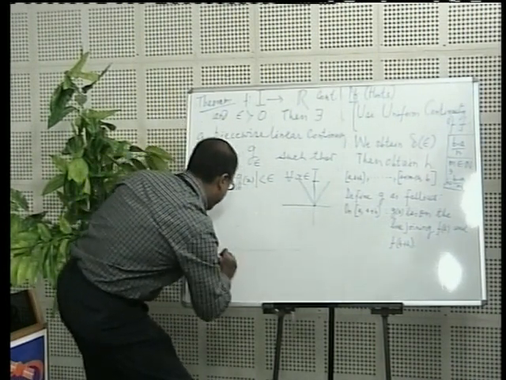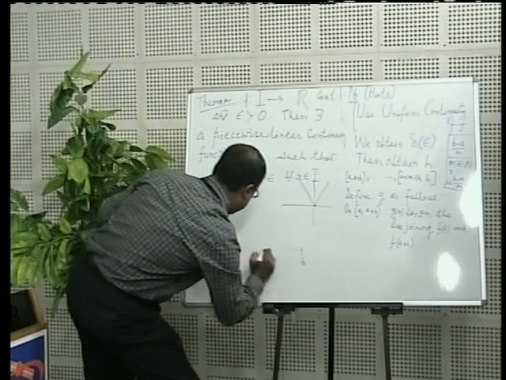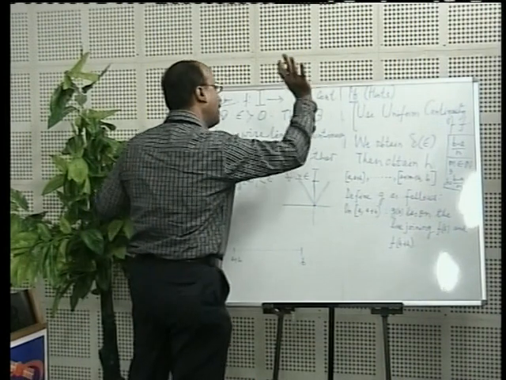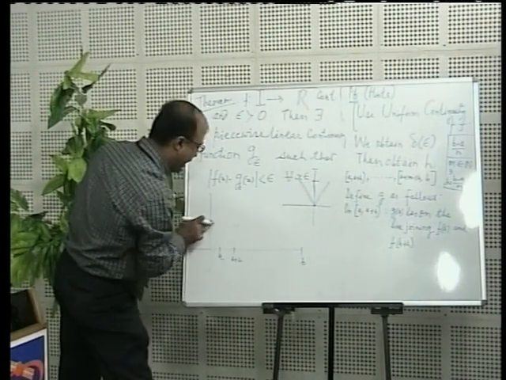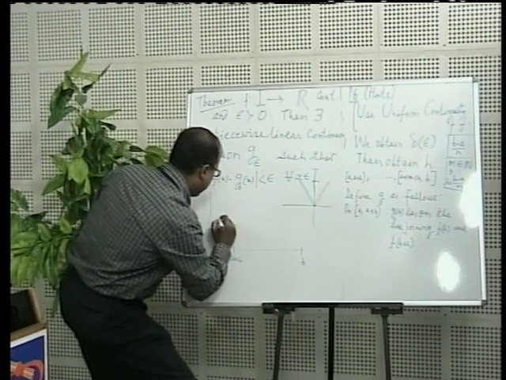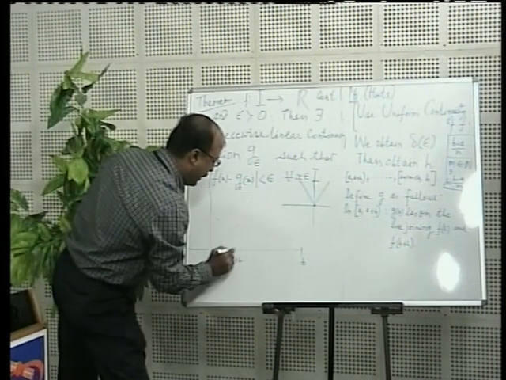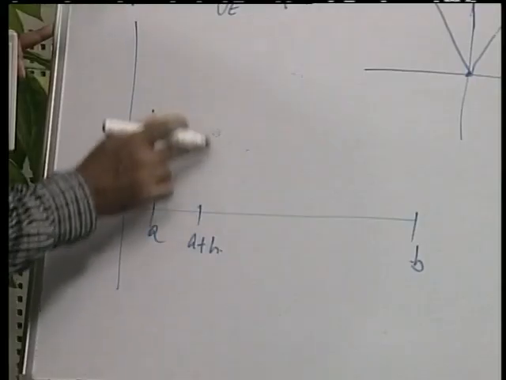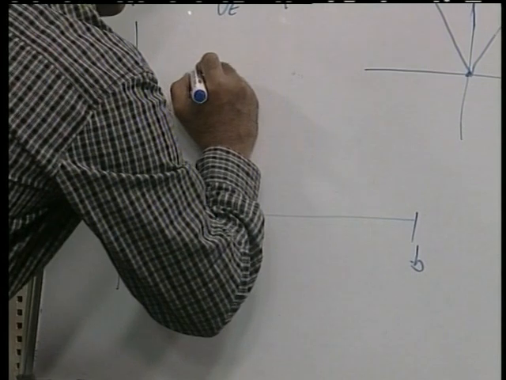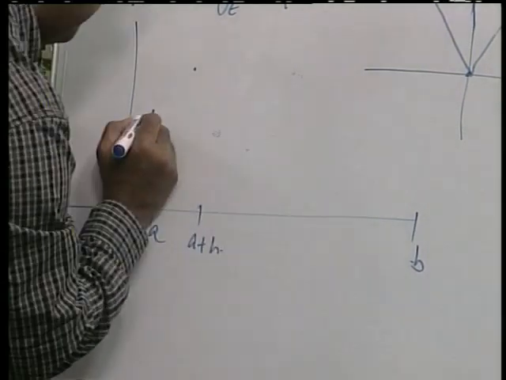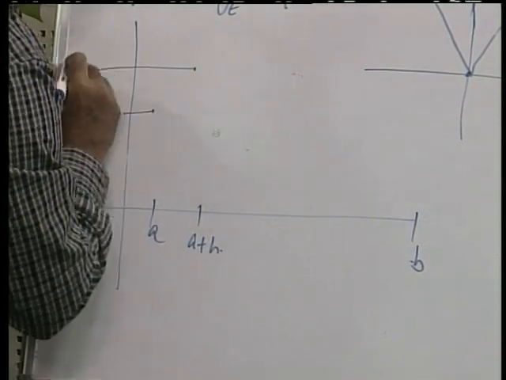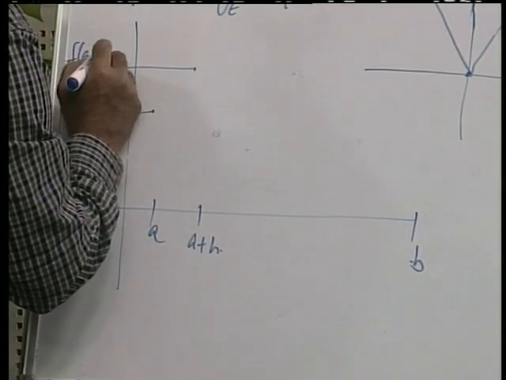this is your interval a, this is b, this is a plus h. Your function f is already given, so f of a could be here, or here also, anywhere. Let's suppose this is your f of a, and f of a plus h is a point somewhere here. Suppose f of a plus h is this point. So this is your f of a, this is your f of a plus h.